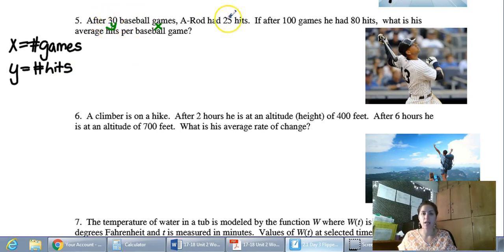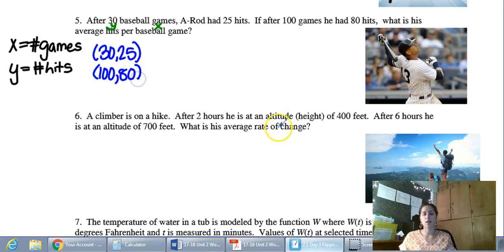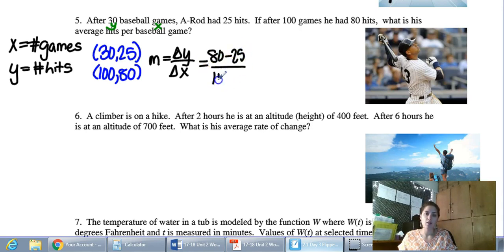In 30 games, he had 25 hits. So that's going to be (30, 25). And then 100 games, he had, let's see, 80 hits. All right, halfway there. I defined my variables. I got my ordered pairs. Now it's time to calculate the slope. m equals change in y divided by change in x. So let's see, that's going to be 80 minus 25 divided by 100 minus 30.